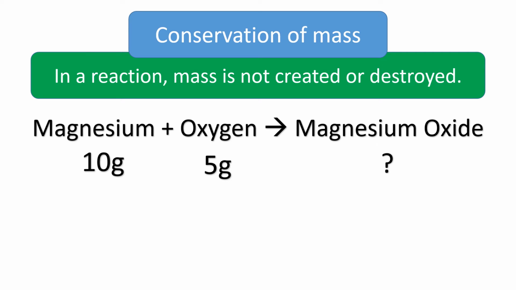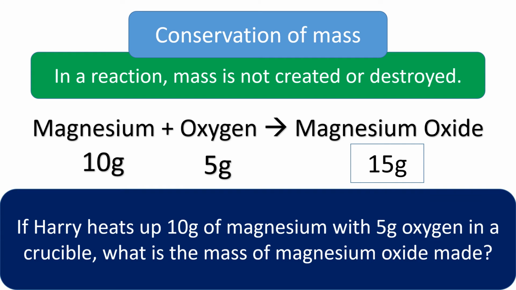Okay, so what might it look like here then? I've got an equation here, magnesium plus oxygen making magnesium oxide. What's the missing number going to be? Well, if I've got a total of 15 grams on my reactant side, 10 plus 5, I'm also going to have 15 grams on my product side. So my missing number there is 15. Now that might be phrased something like this in an exam question. If Harry heats up 10 grams of magnesium with 5 grams of oxygen in a crucible, what is the mass of magnesium oxide made? Okay, and you do that equation and you figure out the missing number.